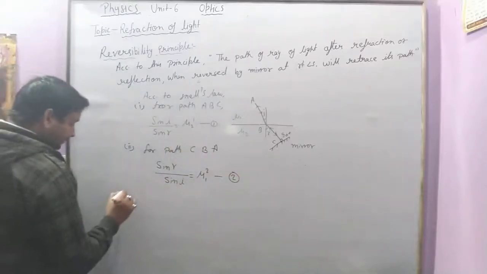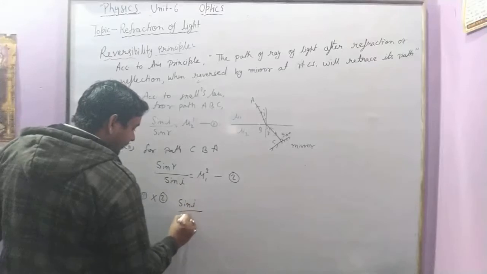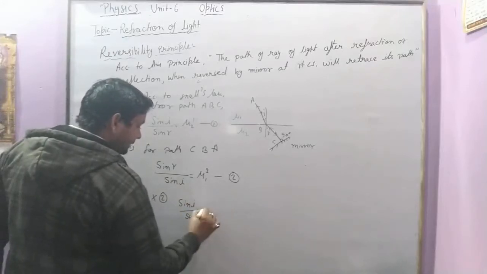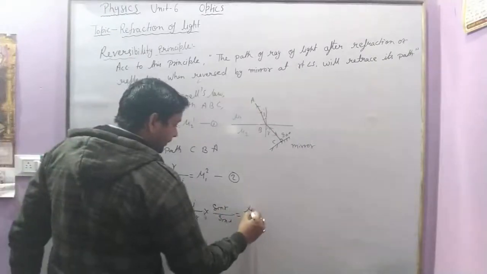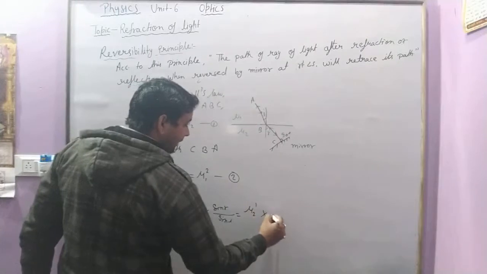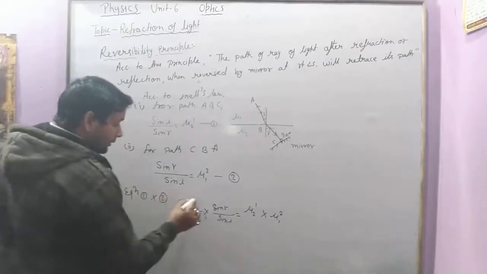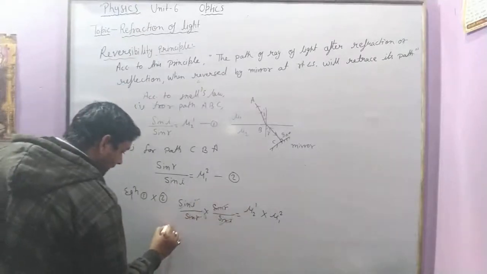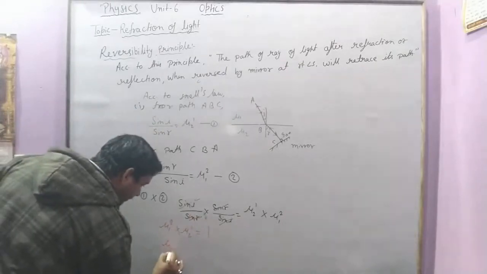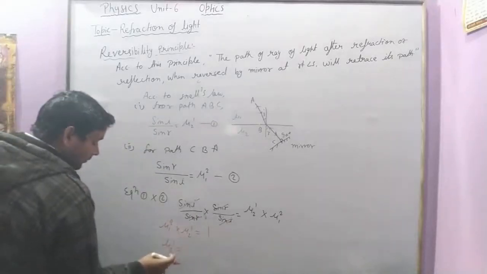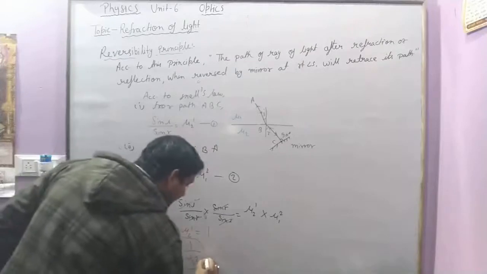By multiplying the two, equation 1 multiplied by equation 2, we get sin I upon sin R multiplied with sin R upon sin I is equal to the refractive index of the second medium with respect to the first multiplied with the refractive index of the first medium with respect to the second. Here sin I cancels with this, and R also, then we get mu 1 2 into mu 2 1 is equal to 1. Therefore we calculate from here mu 2 1 is 1 upon mu 1 2. This is the reversibility principle.